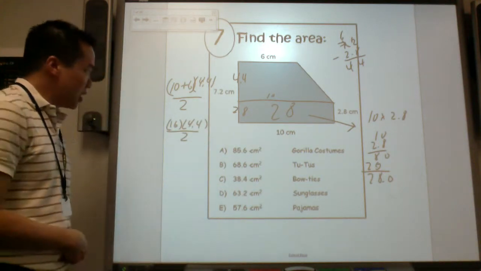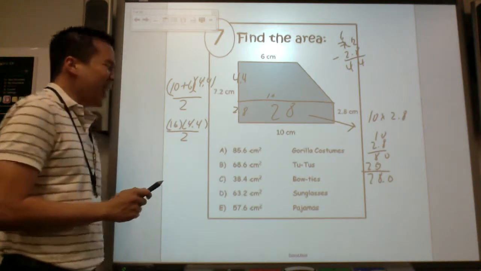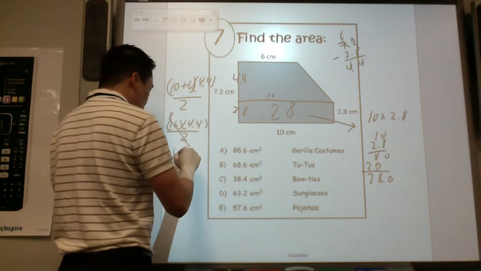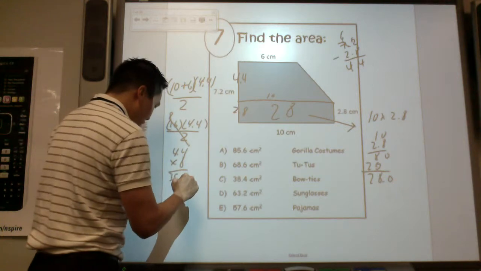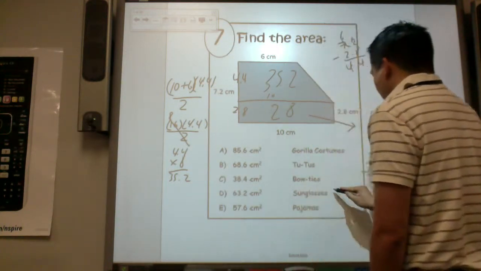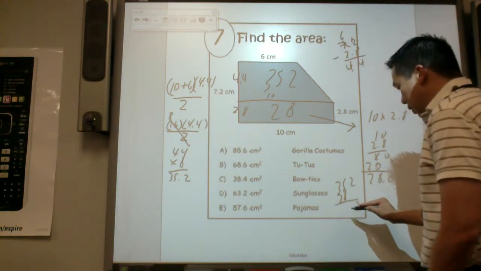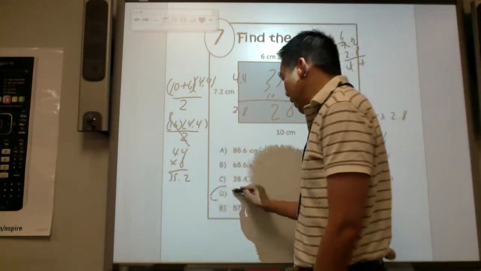To save myself time, I could do half of the bases. What's half of 16? That's 8. So 4.4 times 8, 35 and 2 tenths. That's the area of this with the rectangle. 63 and 2 tenths.